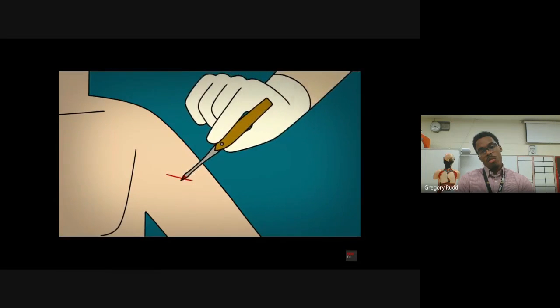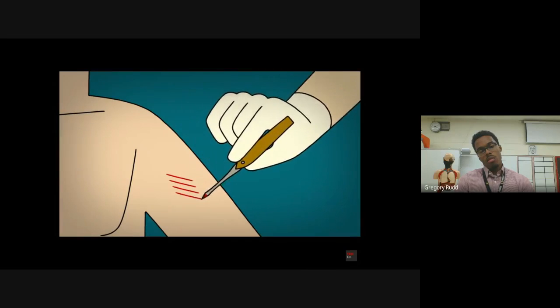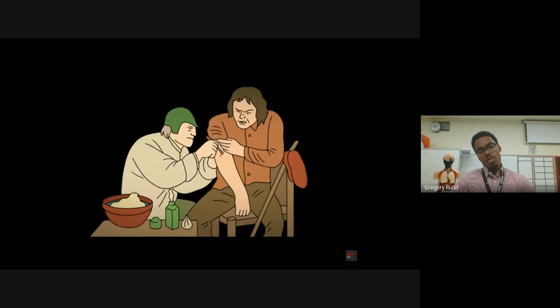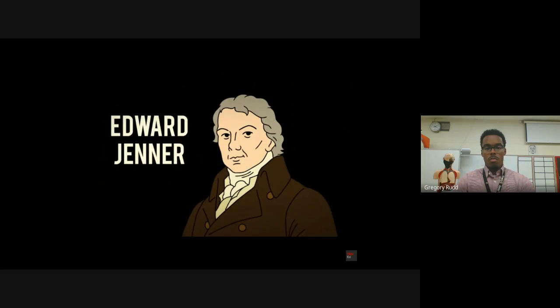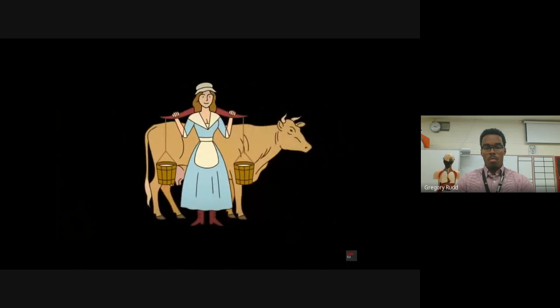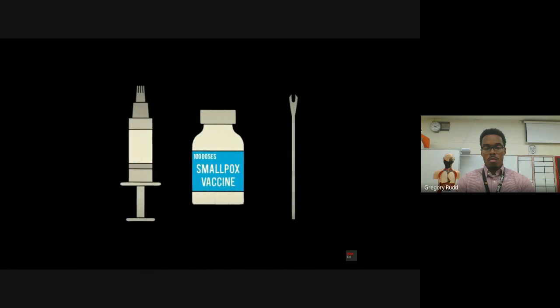putting them into healthy people through 4 or 5 scratches on the arm. This worked pretty well, as inoculated people would not get reinfected, but it wasn't foolproof. Up to 3% of people would still die after being exposed to the pus. It wasn't until English physician Edward Jenner noticed something interesting about dairy maids that we got our modern solution.